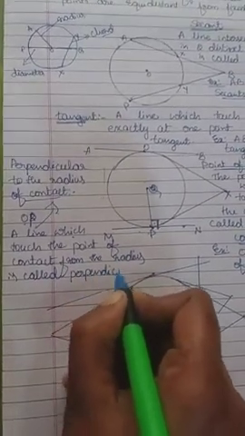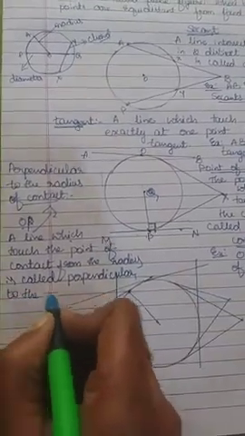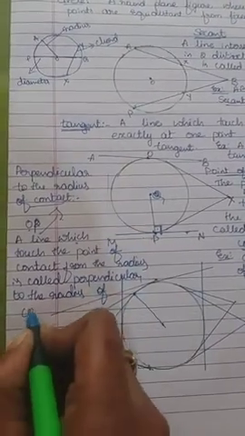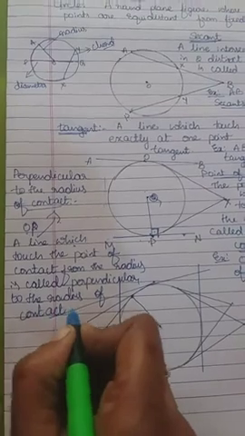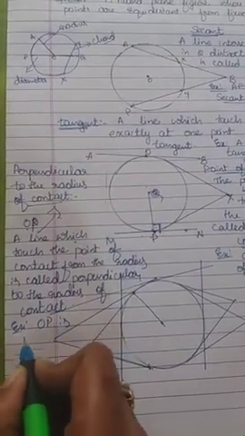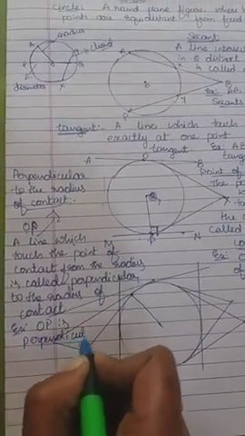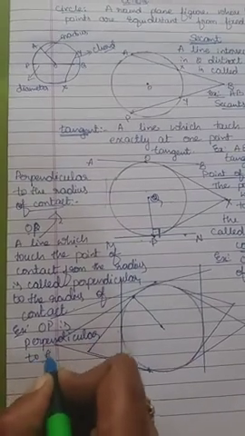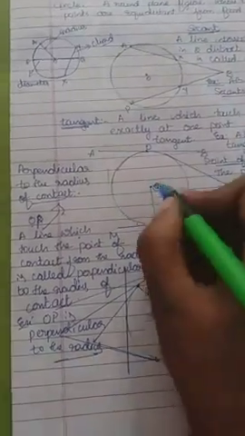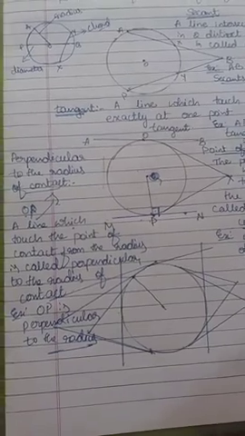So an example we can give here: OP is the perpendicular to the radius. This OP is called the perpendicular to the radius.